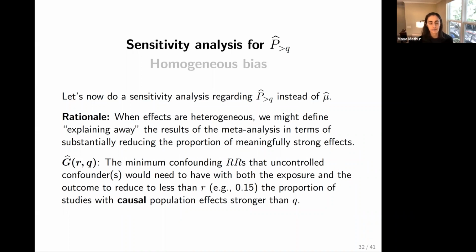We'll change that later. Okay, so the second e-value analog that we'll see today is a metric called G hat of R and Q. This is the minimum confounding risk ratios that uncontrolled confounders would need to have with both the exposure and the outcome in each study in order to reduce to less than R, let's say 15%, the proportion of studies with causal population effects that are meaningfully strong.